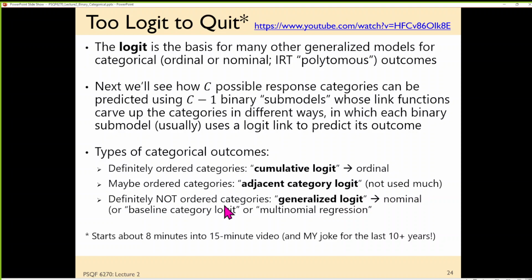The third option then is for not ordered categories. So kinds where there is no ordering, there's no intended ordering. That is known by a couple different names. The link function is called a generalized logit. It is also known as multinomial regression, so like in Stata, that's what it's called. I would call it a nominal model, that's what it's also called in IRT, or baseline category logit. But the key idea here is that all of these things work with logits. Thus, the basis of my joke, long-standing too logit to quit.